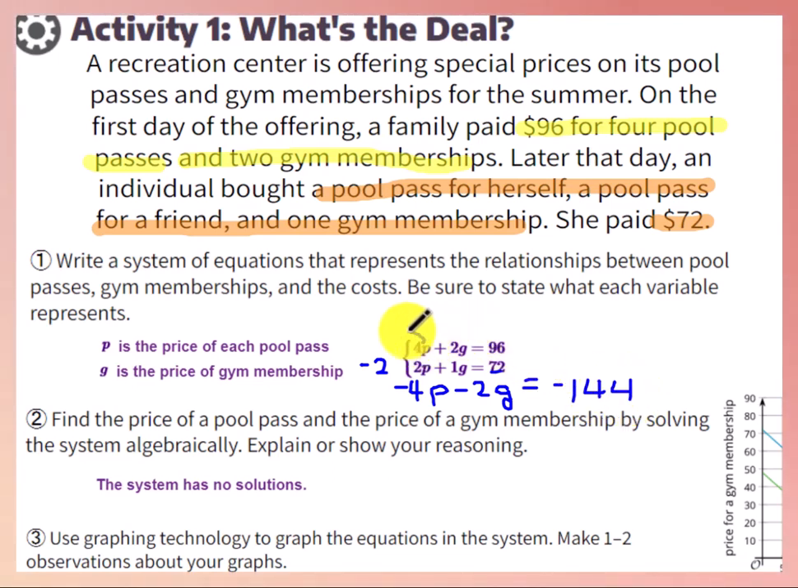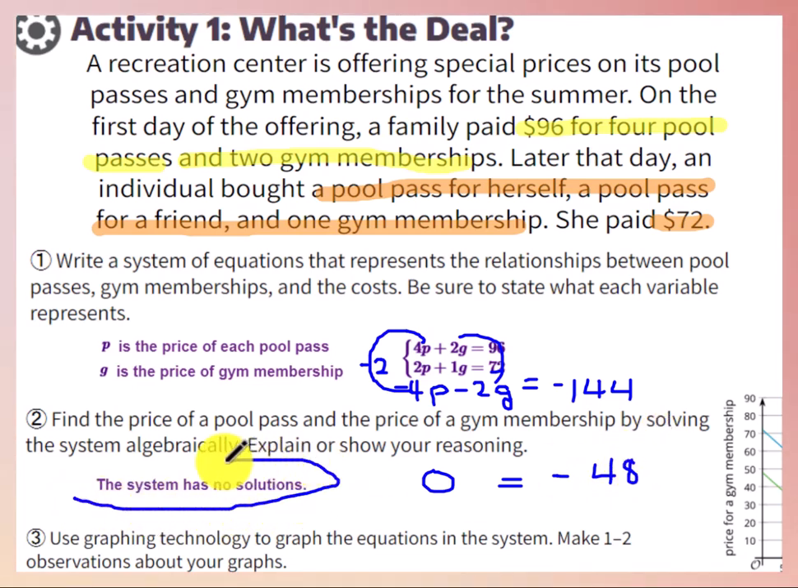Okay, now if you combine these, 4 take away 4 is 0, 0P, and then 2 take away 2G is 0G. We just have 0 on the left, and we have 96 take away 144. Let me get my calculator. 96 take away 144 is -48. So that statement is not true, and it never will be true. There's nothing we can do to make it true, so that has no solutions.